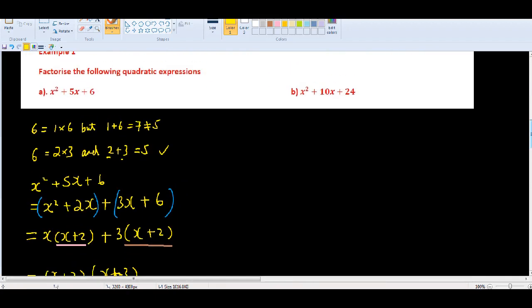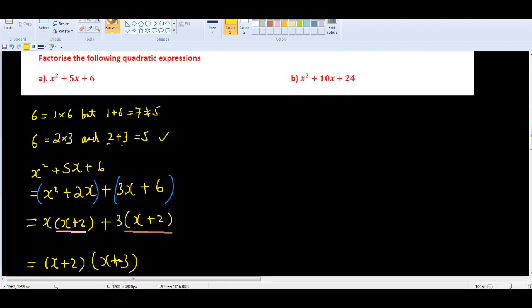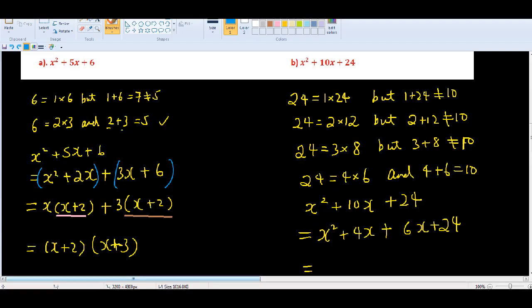For part B, I'm going to give you some time to try, because 24 is really tricky. There are lots of combinations, right? I'm going to give you some time to try. I'll just show you the steps for choosing the proper pair of numbers which can be used to separate the 10x.